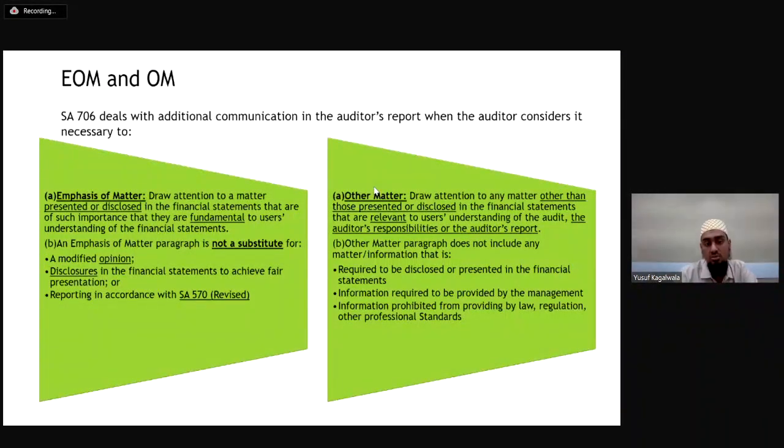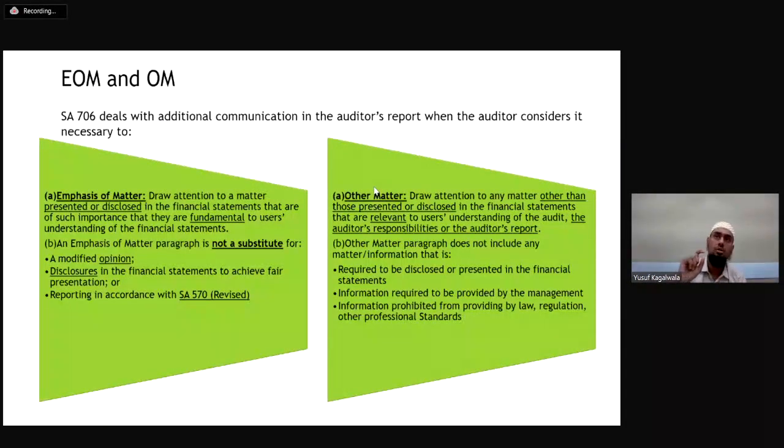An emphasis of matter is not even a substitute for disclosure in the financial statements to achieve fair presentation. Financial statement disclosure has to be made. It can't be that an emphasis of matter has been given and proper disclosure is missing in the financial statements. So it should be given only when there is a proper disclosure. Nothing less than a disclosure will be allowed. So disclosure has to be there, and then an emphasis of matter which will refer to the disclosure. Or reporting in accordance with SA 570 revised.